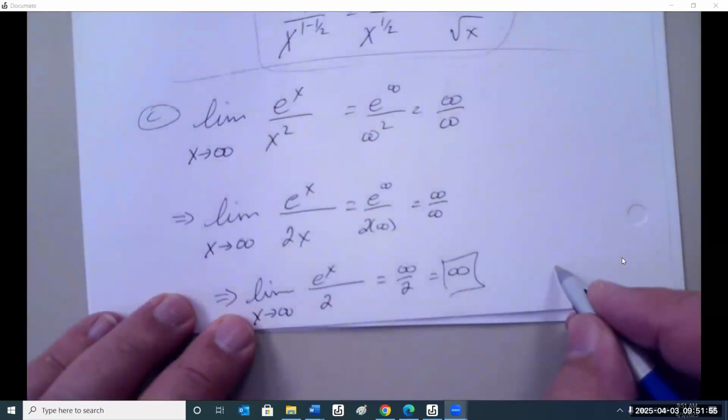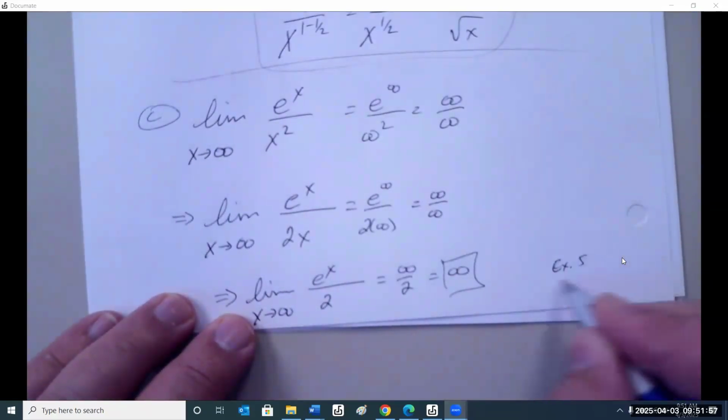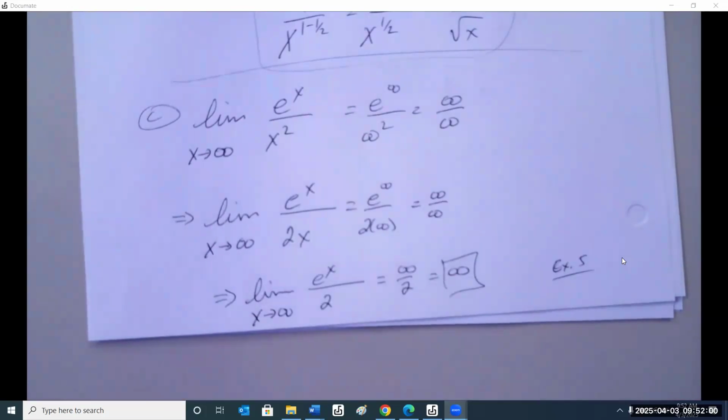All right, that's it for this one. We'll pick up from here next time. We're going to do example 5 from here on out, and then we'll finish up that section. We're so close to finishing this section. But please start reviewing your algebra and your trig.